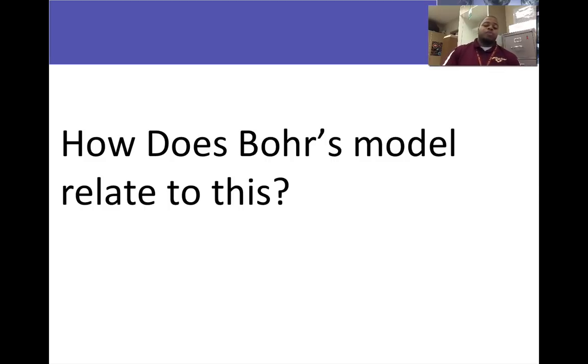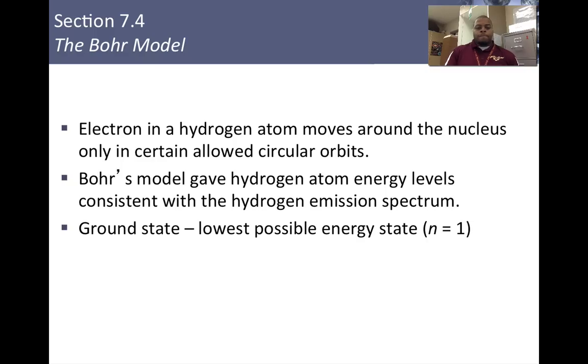Now, how does Bohr's model actually relate to this information we just covered? Well, we know that according to Bohr's model, he had the idea that the electron just travels around in a circle, this nice clean orbit around the nucleus. And he did all of his studies and all of his information based on hydrogen, which makes perfect sense. It's the simplest one to deal with.